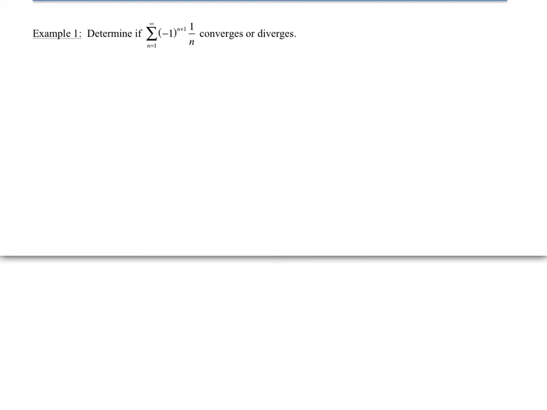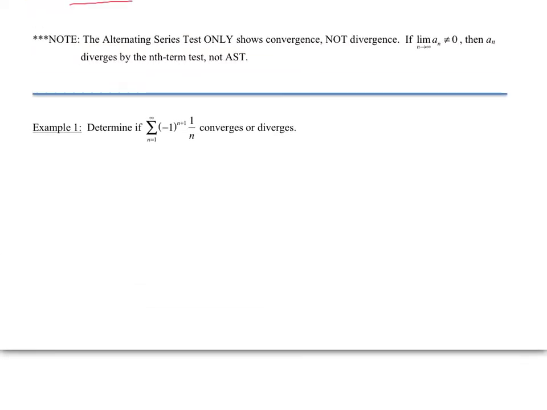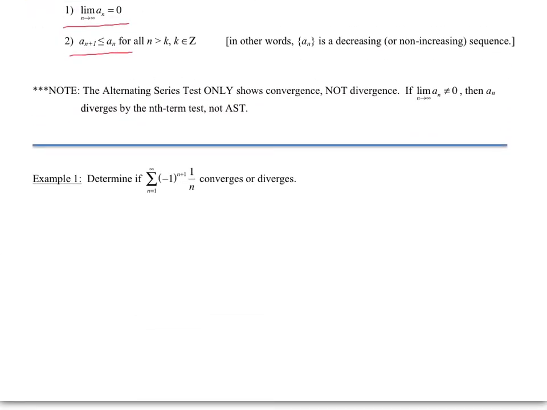All right, example 1. Determine if the series from n equals 1 to infinity of (negative 1)^(n plus 1) over n converges or diverges. If we look back at our test, the first thing we're going to do is take the limit of this particular sequence. Because if you look, it's not the limit of the whole series with the notation, it's just the limit of a sub n.